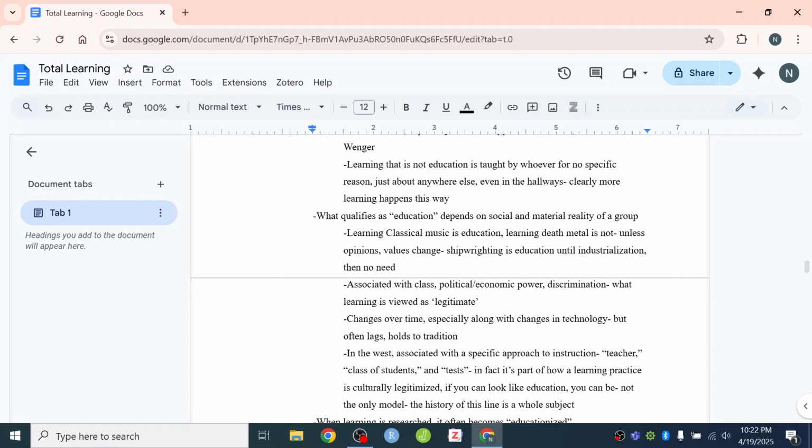In the West, education is associated with a specific approach to instruction. There's a teacher, a class of students, and tests. In fact, that system of instruction is part of how a learning practice is culturally legitimized and turned into education. If you can look like education, you can be education. If you can open a beauty school where there's a beauty teacher who teaches a class of beauty students and gives them beauty tests, now maybe you can be a real educational institution.